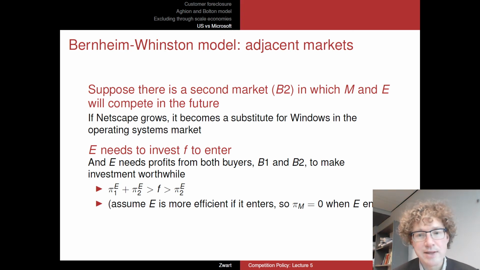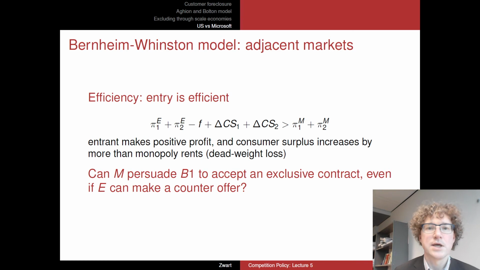And let's assume as well that indeed this entrant is the more efficient player in the end. So if E manages to enter, particularly if M, Windows in this case, doesn't sign up those buyers and foreclose access, if E enters, then the monopolist, current monopolist, will actually lose its customers and actually make zero profits. So is entry efficient? Well, it depends, of course, how large these costs are, etc.